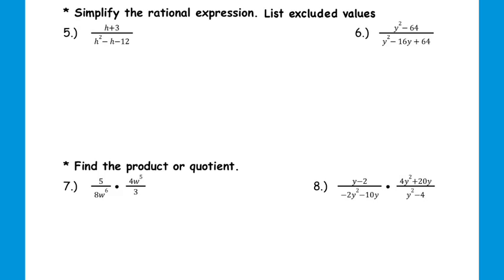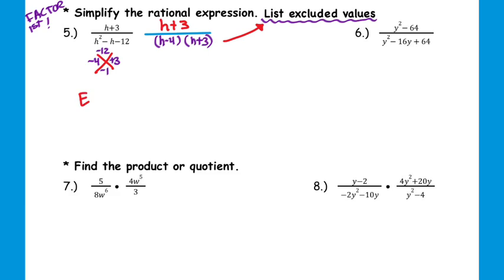Number 5. In order to do this rational expression, I need to factor first. When I factor, I go ahead and use the X box on the bottom, and now I have to pause. Before I can simplify this expression, I'm going to go ahead and list my excluded values. Excluded values, remember there are 2 fraction no-nos that we talked about this quarter. The first fraction no-no is you can never have a 0 in the denominator.